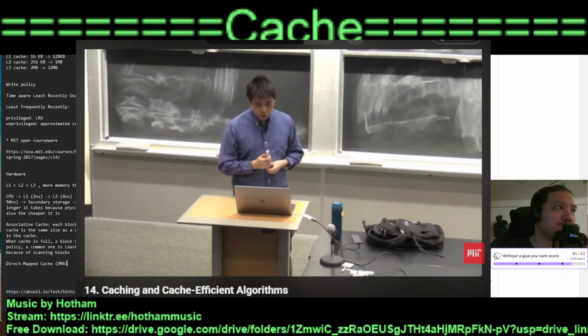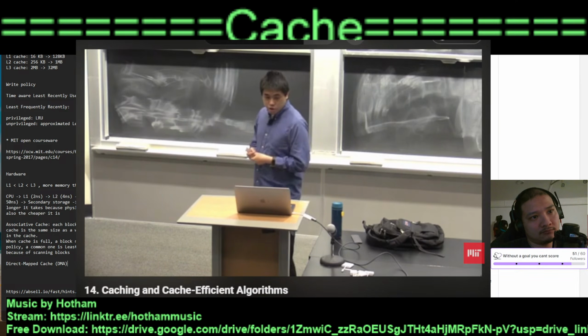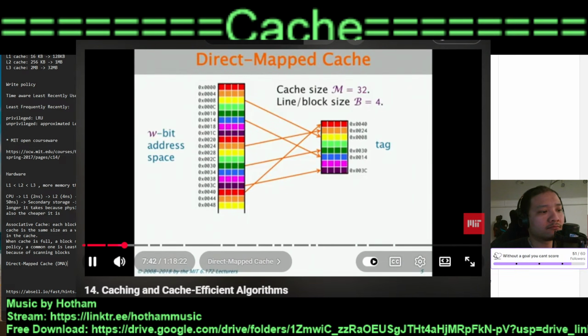So let's look at another extreme. This is a direct map cache. So in a direct map cache, each cache block can only go in one place in the cache.